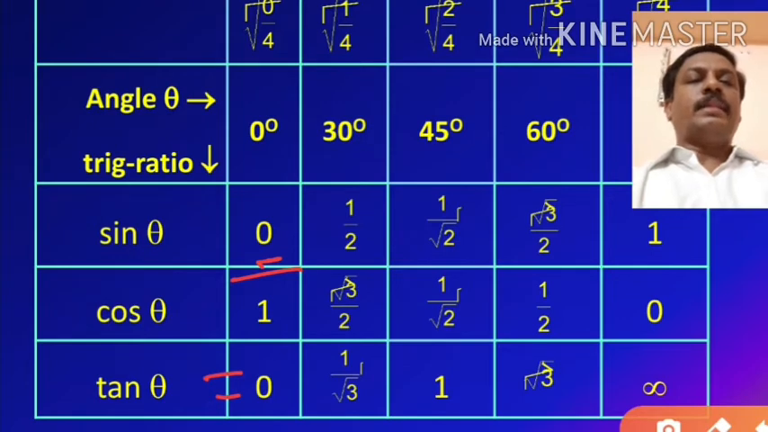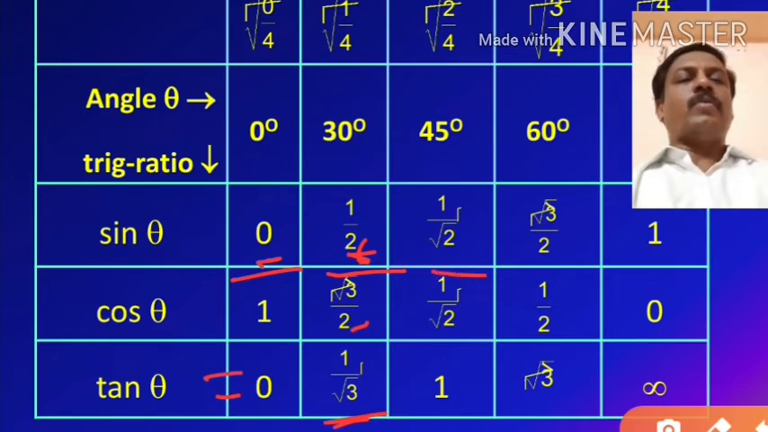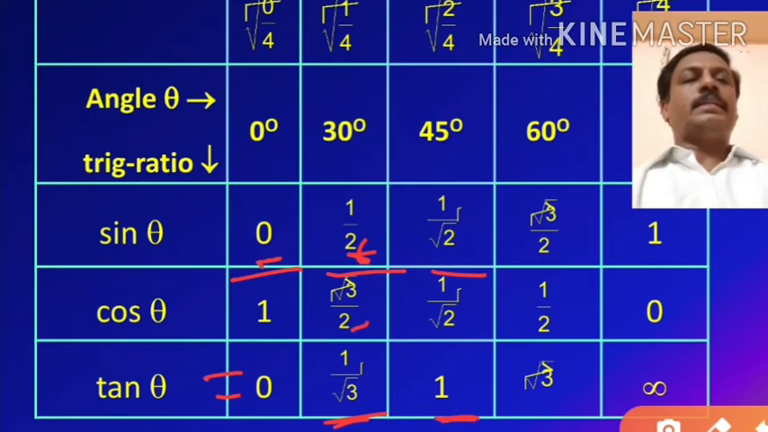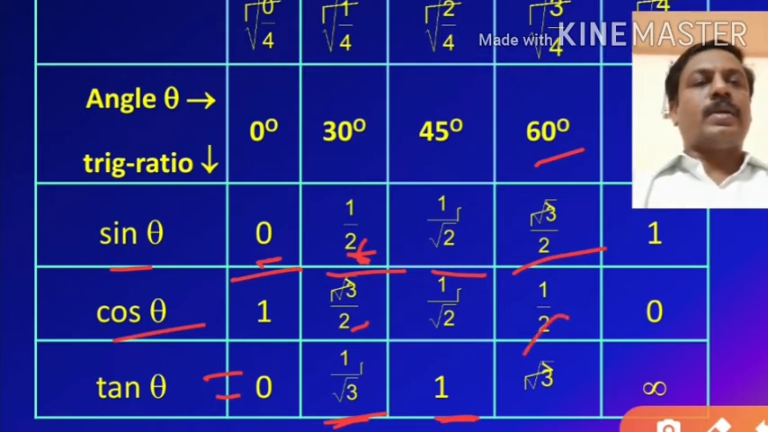Similarly, tan 30 is equal to sine 30 by cos 30. So here sine 30 is 1 by 2 divided by cos 30, which is root 3 by 2. So here 2 gets cancelled. Then we get 1 by root 3. Similarly, tan 45 is equal to 1 by root 2 divided by 1 by root 2. So we get 1. Similarly, tan 60 equals sine 60 divided by cos 60. So it is root 3 by 2 divided by 1 by 2. So again here 2 gets cancelled. We get root 3.